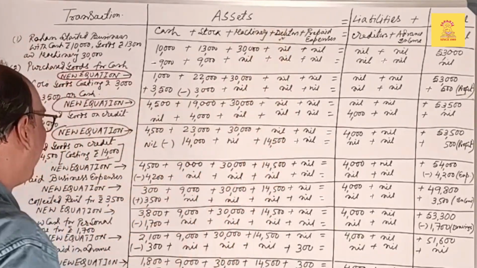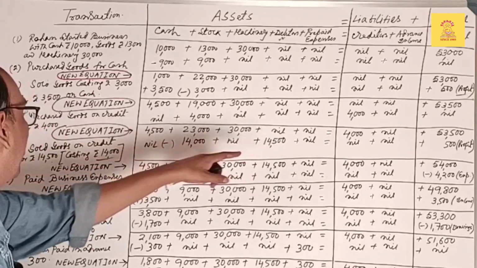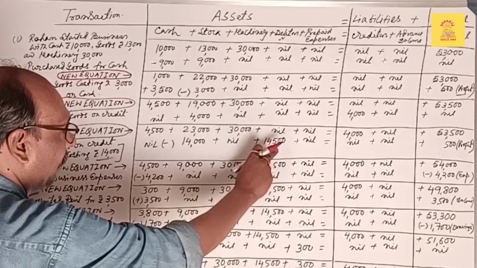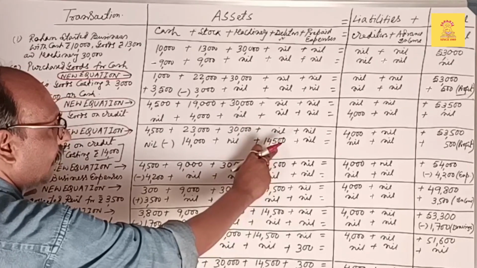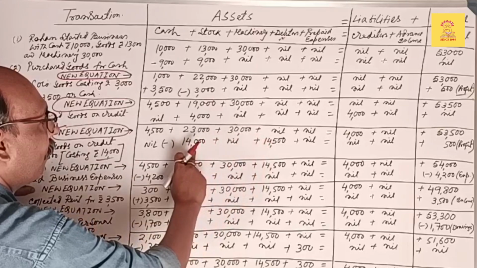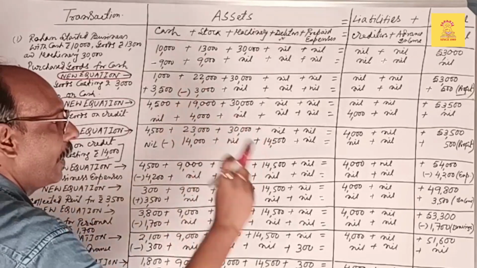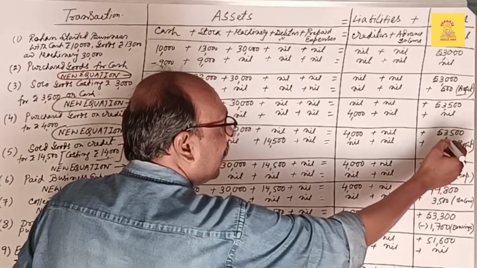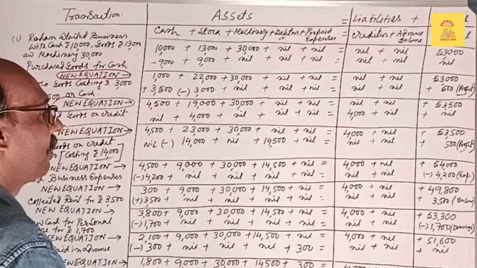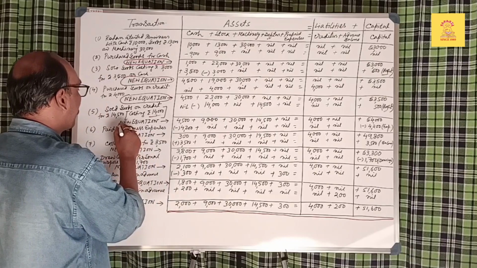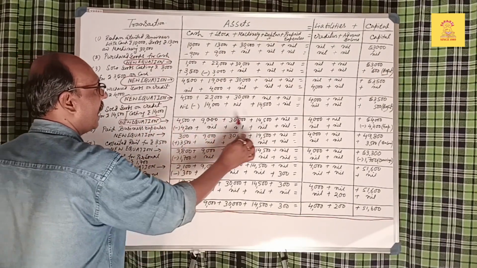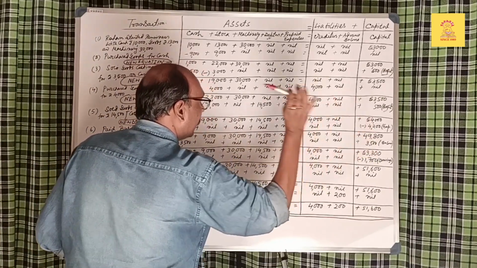Debtors 14,500, the value of debtors increases because you will get 14,500 from your debtors. Your selling price is 14,500 and your cost price is 14,000, so the difference is your profit. Your profit reflects in your capital. That's why 500 is added to capital. So now we'll get the new equation again. If you add this side, it is equal to that side.